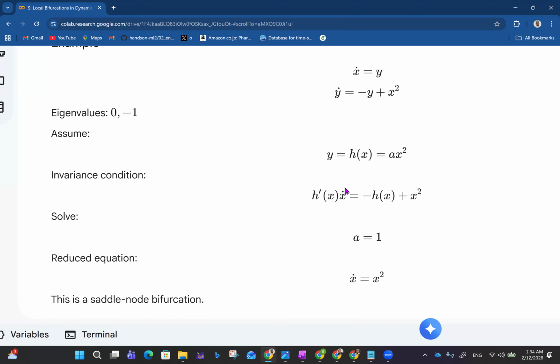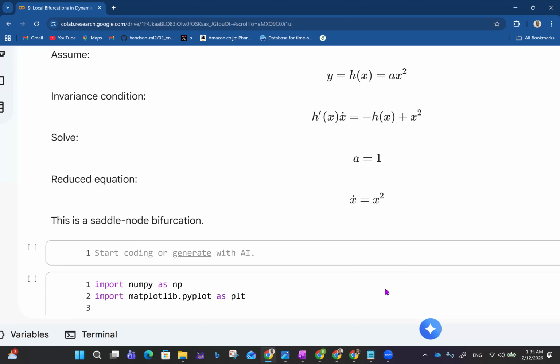There's a bit of maths going on here. You want to check that out. So you have x dot equals x squared. And this is now a saddle node bifurcation. Though you couldn't get something straight from here because it was a saddle, finally we come here and get a saddle node bifurcation with x dot equals x squared, like that.